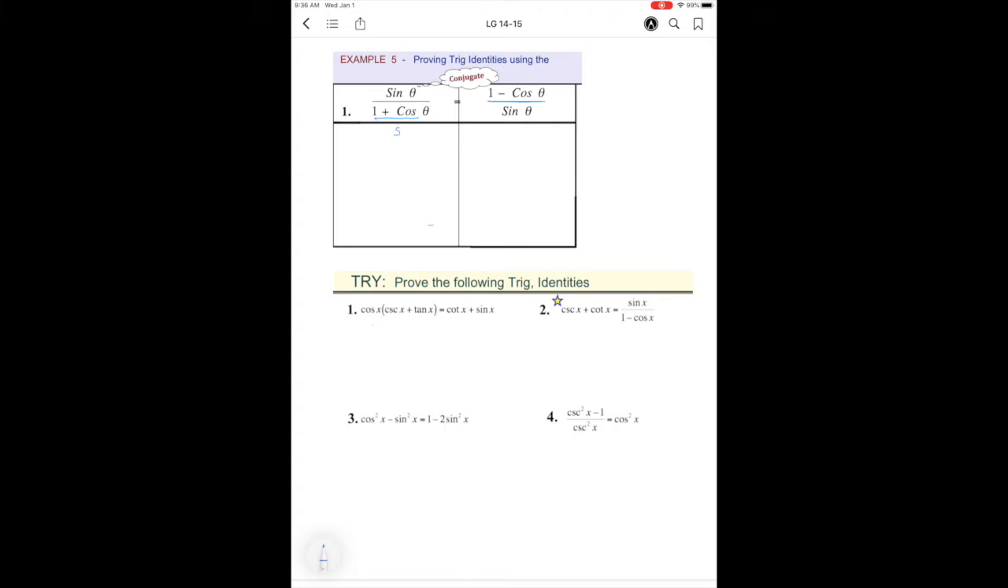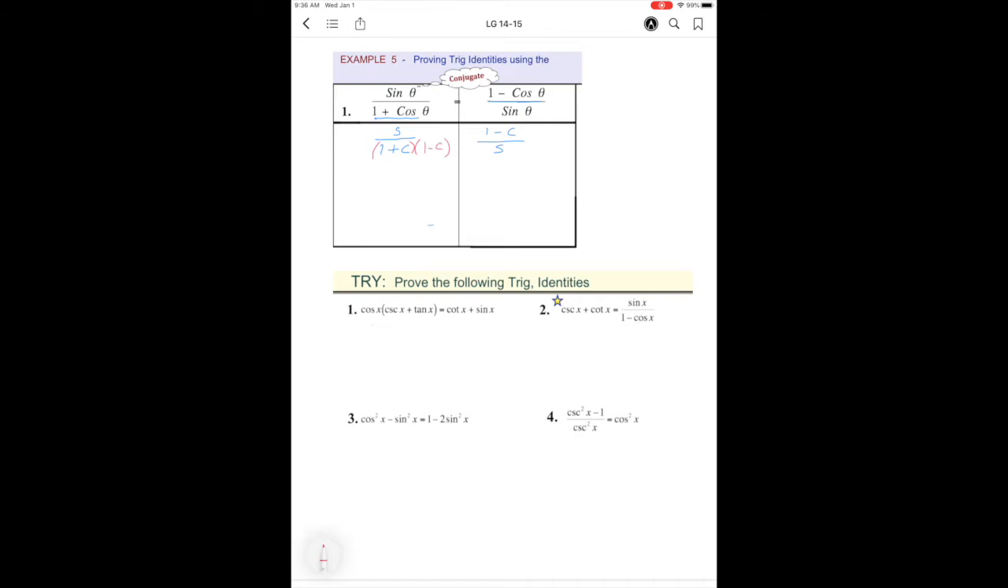So let's do our steps here, changing things to S's and C's. So here we have S over 1 plus C. Can't do anything. We can't factor. We can't do complex fractions or anything. So we're stuck there. Now we're here. And again, we can't do anything. So to prove this identity, we use the conjugate.